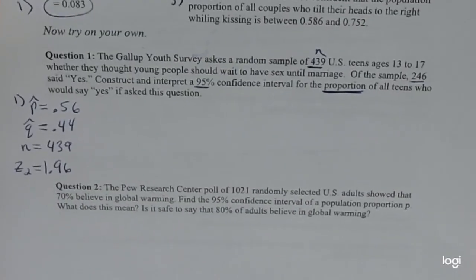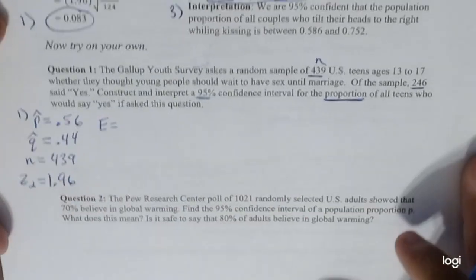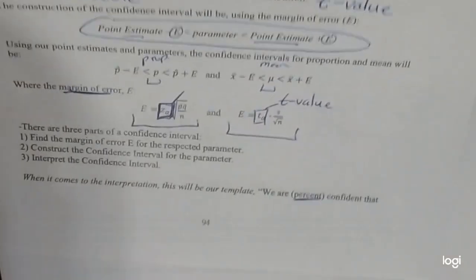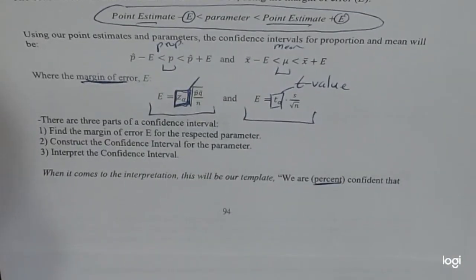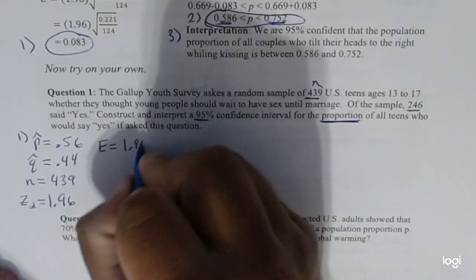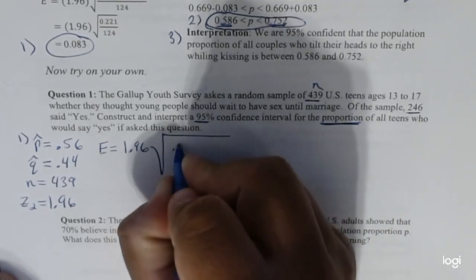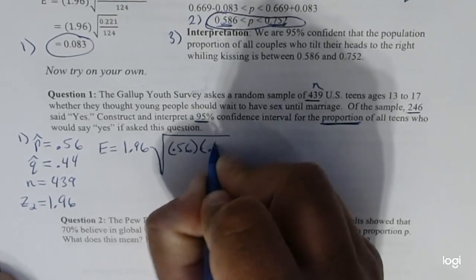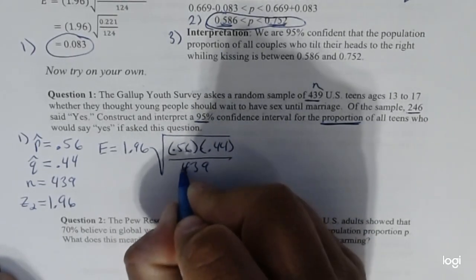Okay, so now we have to find our margin of error, and that is, again, just plugging into our equation. All I'm doing is plugging in numbers where they're supposed to be. For every letter, just plug in the associated number. So it's going to be 1.96 times the square root of p hat, which is 0.56, times q hat, 0.44, all divided by 439.